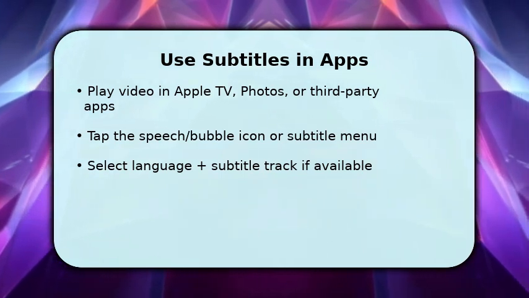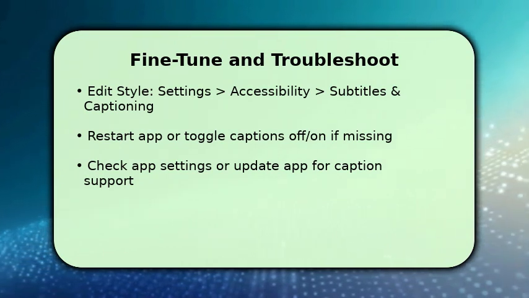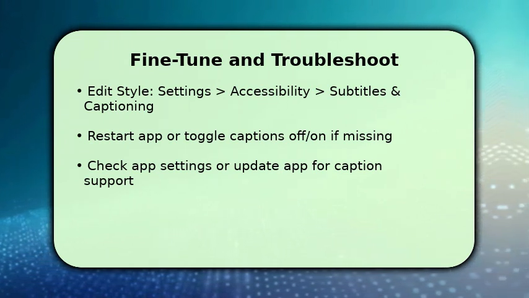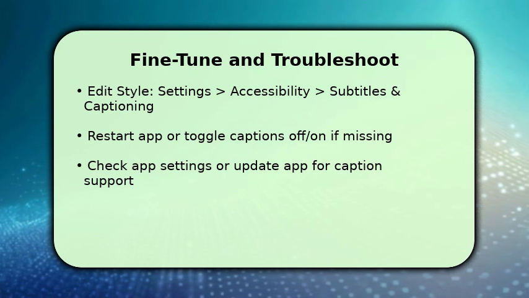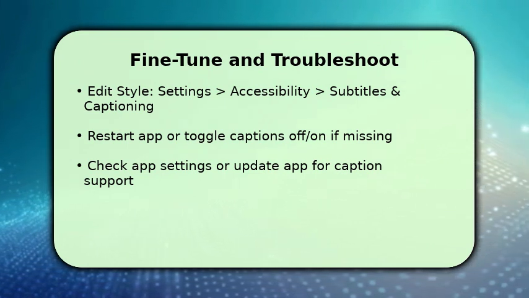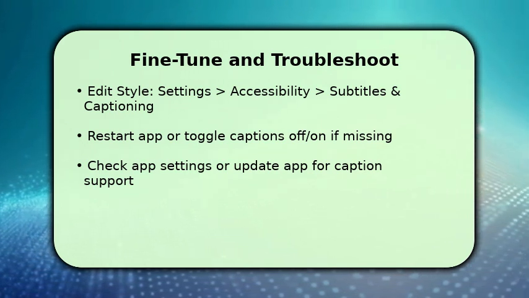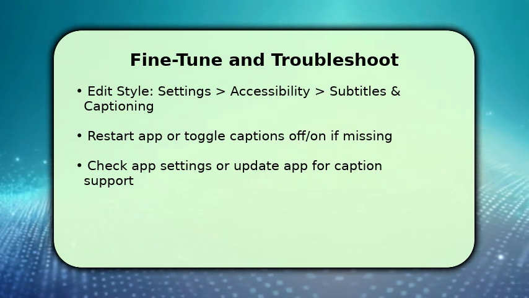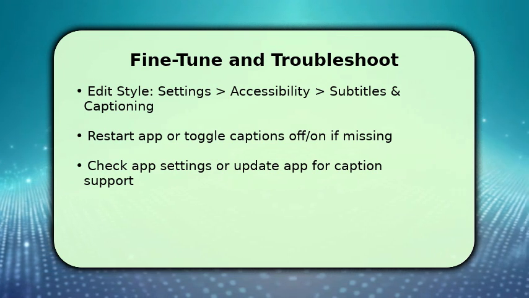Finish by fine-tuning and fixing common issues. If text is too small, return to Subtitles and Captioning and adjust size, font, or background. You'll see changes immediately. If captions don't appear, restart the app or toggle closed captions off and on because some players need a reload. Make sure the app itself supports captions and that you've selected a subtitle track inside the app. If problems persist, update the app. Compatibility updates often restore caption function.